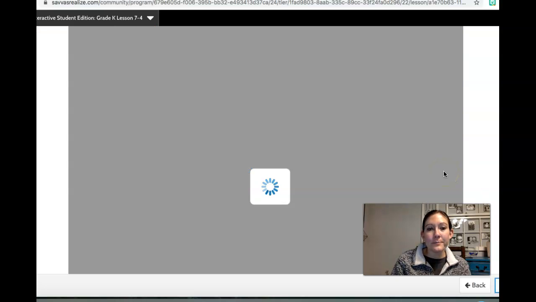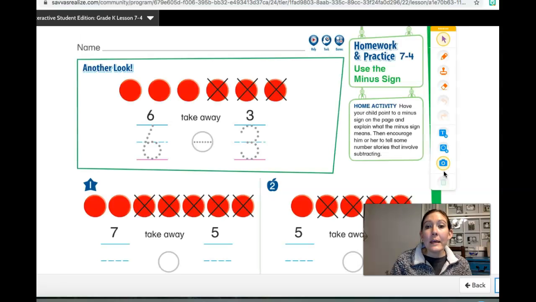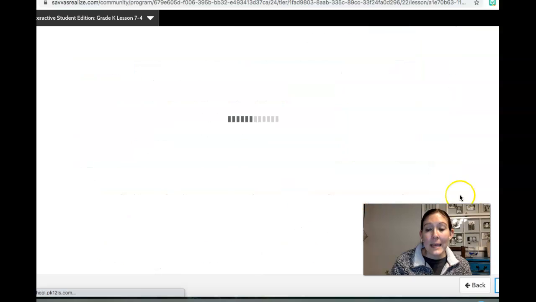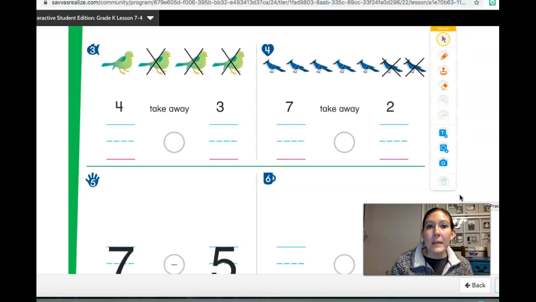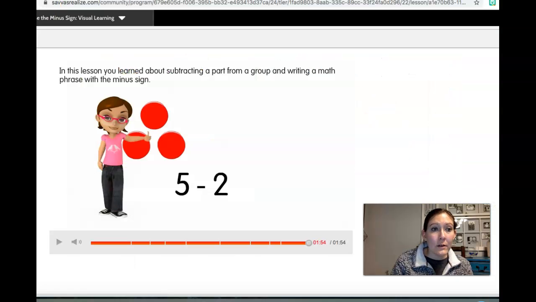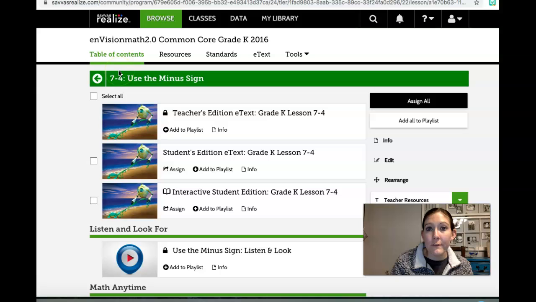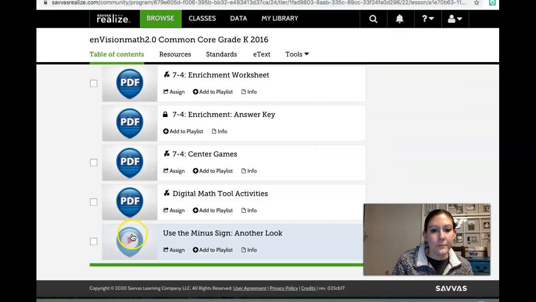Turn your page. Here are your homework pages for today. This one and the back side, which is this one. Be sure to bring this in your Bulldog folder so that Miss Tia and I can check it. Before you go, let's take a look at today's Another Look video. This will be about using the minus sign like we just learned.